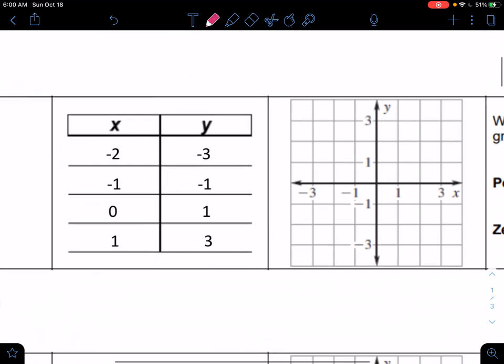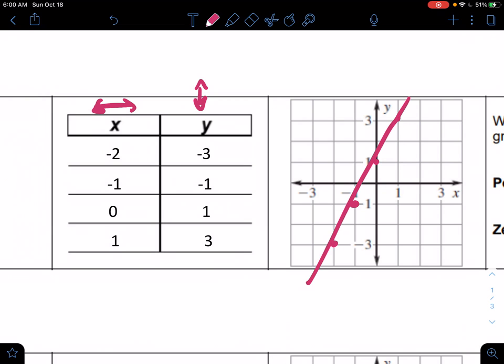Looking at this first problem, there are a couple different ways you can approach this. One of the ways is to start by simply graphing the points. Remember, your x moves you left and right, and your y moves you up and down. So -2, -3 gives us a point right here. -1 means start at 0, go 1 left and down 1. We get a point right here. 0, 1 means don't go anywhere left or right, just go up 1. And finally, we get to 1, 3, which means go 1 to the right and 1, 2, 3 up.